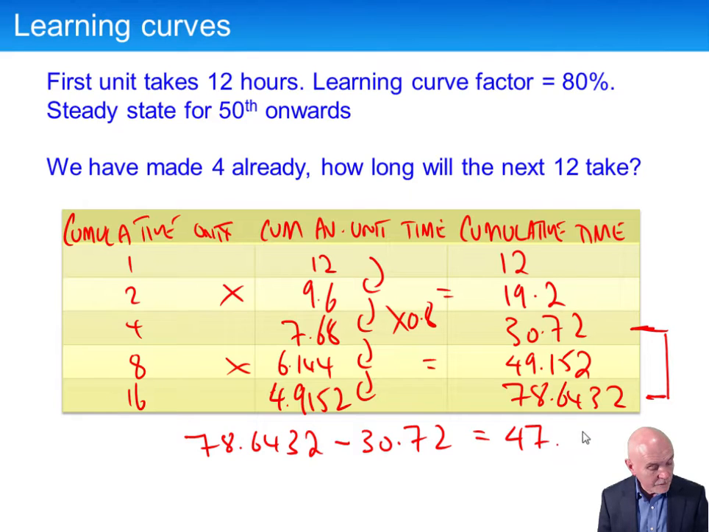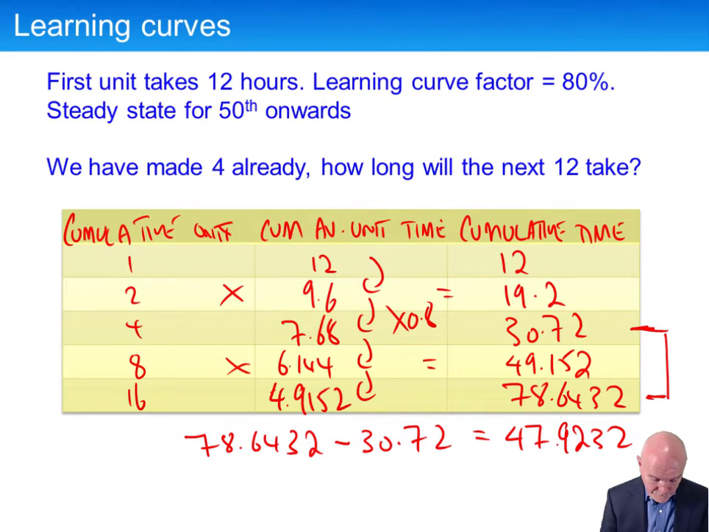Now no one would in real life work to this kind of accuracy, but the first unit took 12, and then later on we were making 12. It's really 4 times that, so it's only about 48. So the learning curve effect is really quite marked, and we can see this on the next slide.